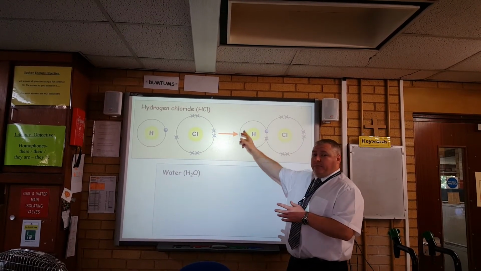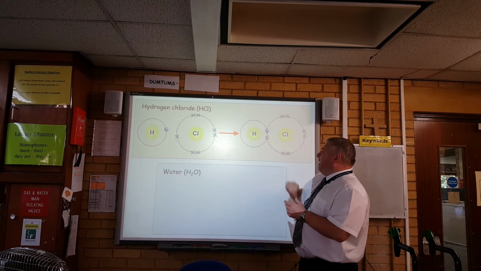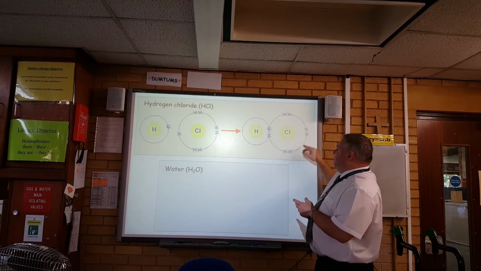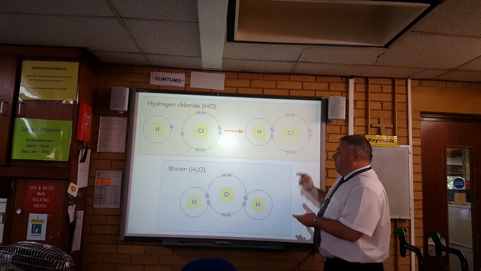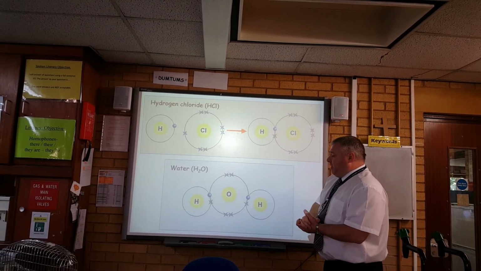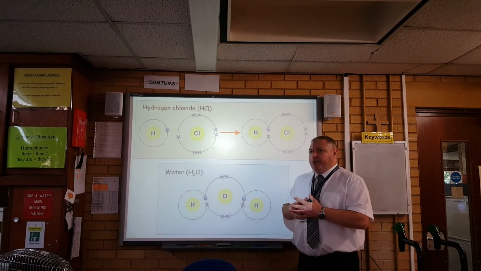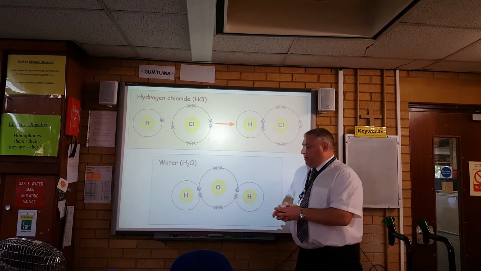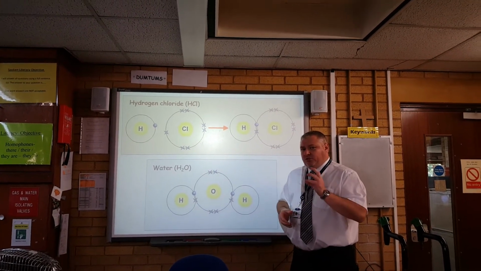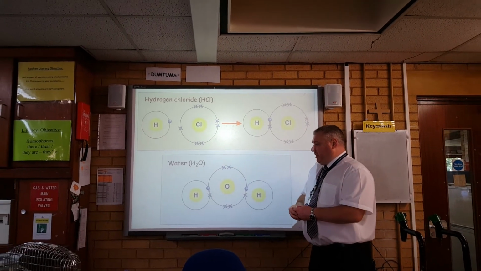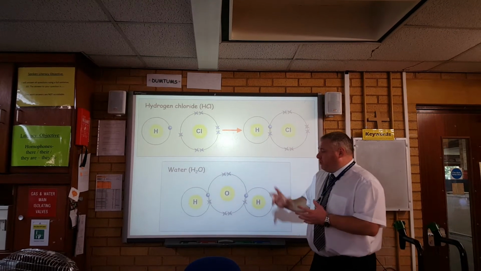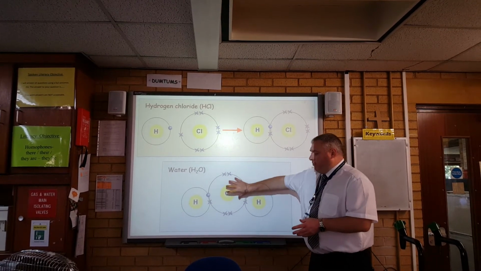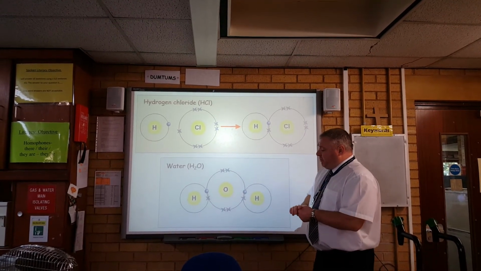The first shell, remember, can only hold 2, so it's got 2 electrons in, and the outer shell of the chlorine now has 8. Similarly, if we look at oxygen, water, when drawing molecules where there are more than 2 atoms in, it's always easier to draw the central atom first. So in this case, the central atom is oxygen. So if we draw that one first, and again, we've missed out the inner electrons to make it simple.